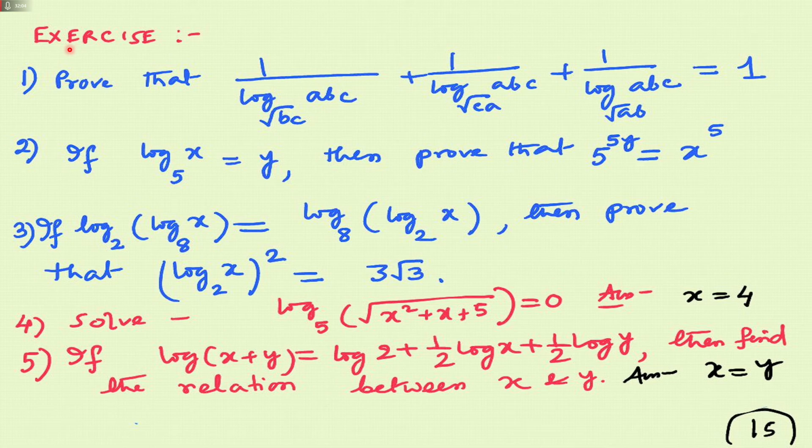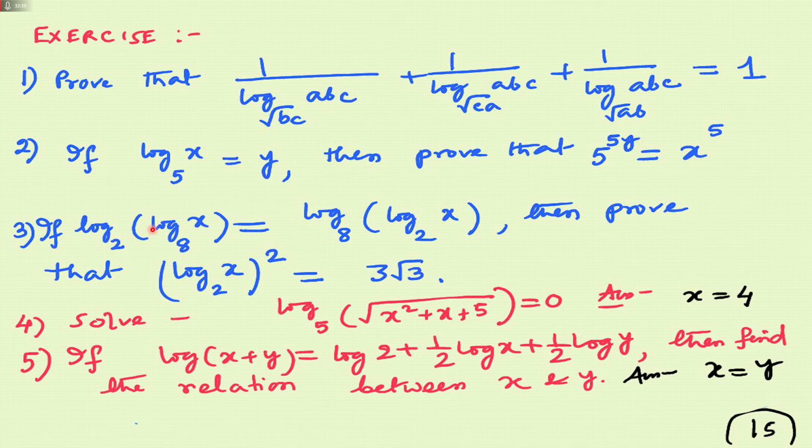Now I am giving you some problems. Please do them by yourself, and I think you will be able to solve these types of problems. The first problem is prove that 1 by log ABC base root BC plus 1 by log ABC base root A plus 1 by log ABC base root AB equal to 1. And the second problem is if log x base 5 equal to y, then prove that 5 to the power 5 by 5y equal to x to the power 5.